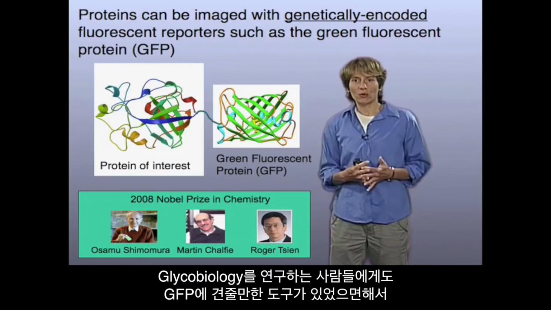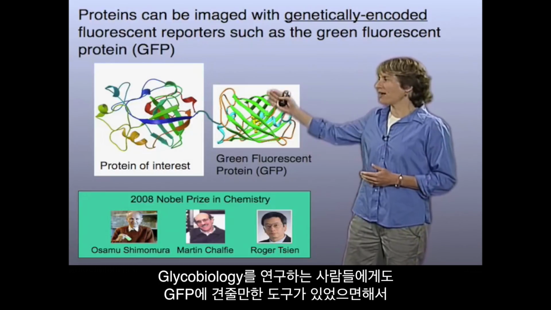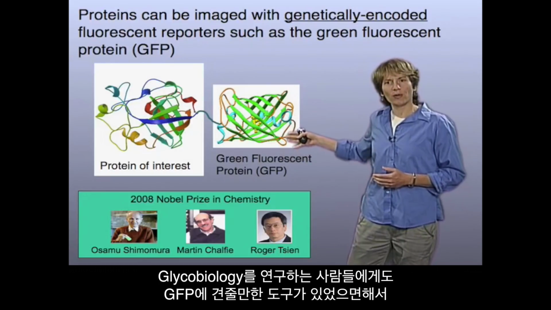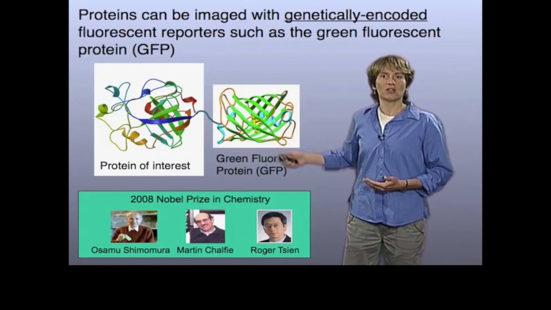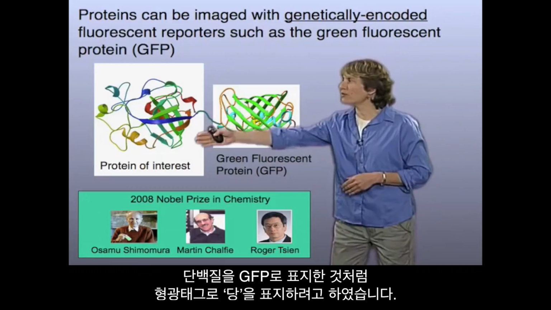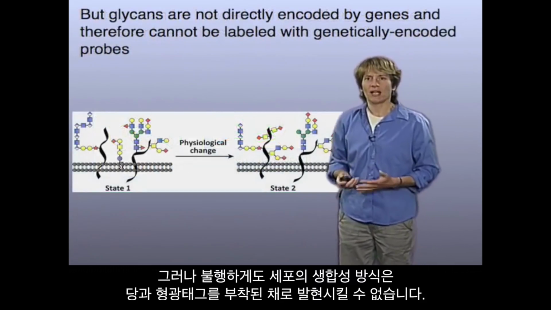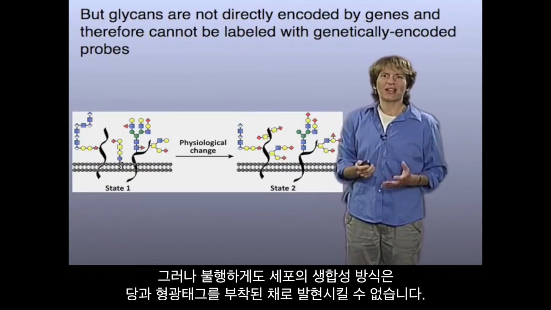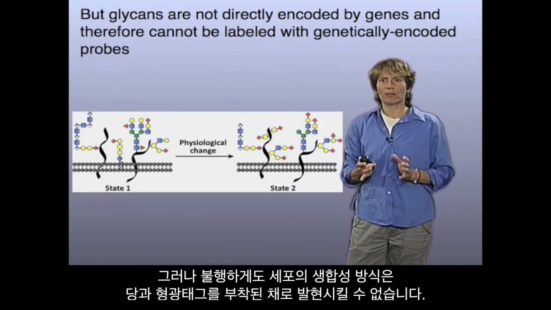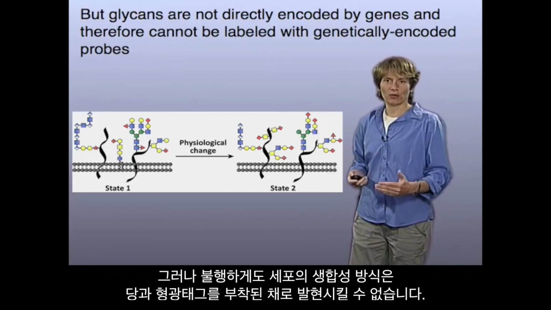Now, those of us who study glycobiology, of course, would love it if we had a tool comparable to the green fluorescent protein, so that we could label our sugars with a fluorescent tag, the way that people label proteins with this fluorescent tag. But unfortunately, the biosynthetic machinery by which sugars are built doesn't really lend itself to these genetically encoded reporters.